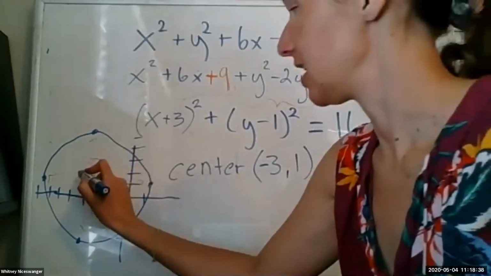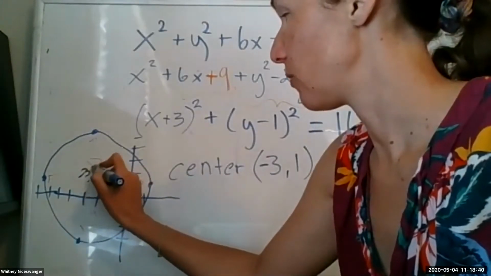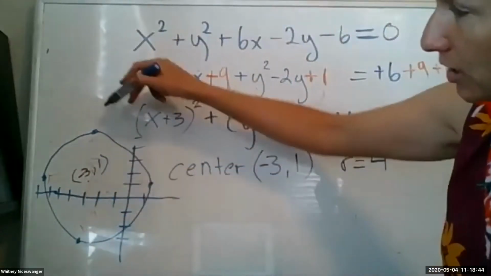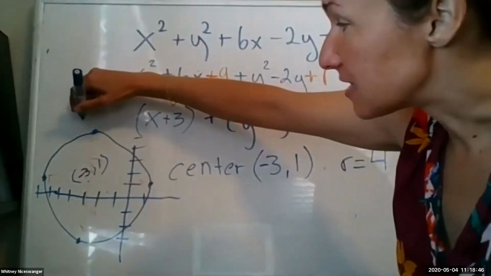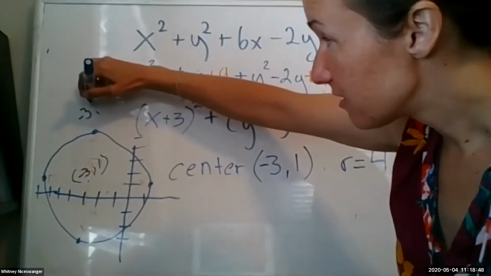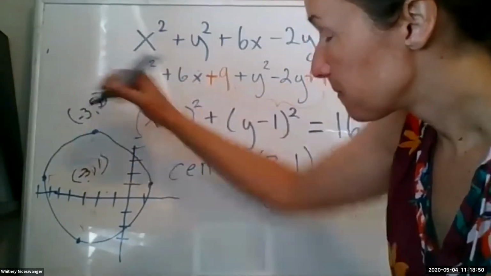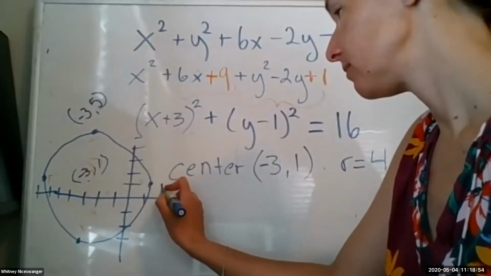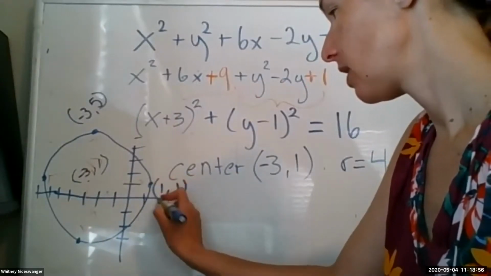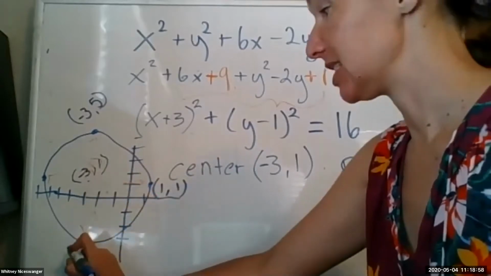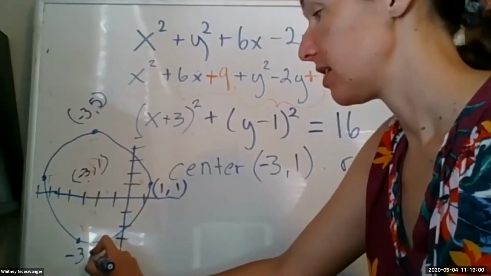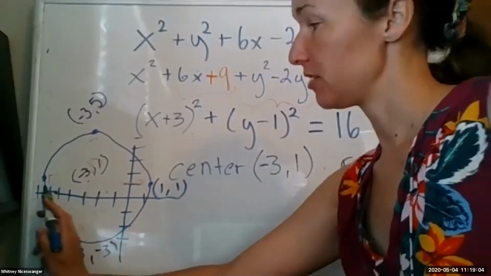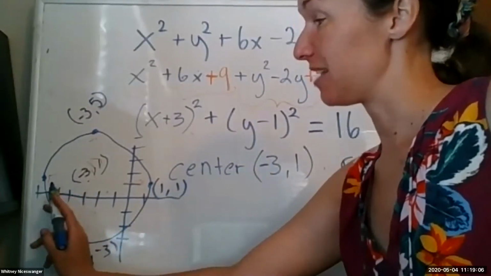Its center is at -3, 1. So if this point is 4 up from there, this is going to be -3, 5. If this is 4 over, this is going to be 1, 1. This is 4 down, so this is -3, -3. Okay. And this point here is 4 to the left, so that's going to be -7, 1.